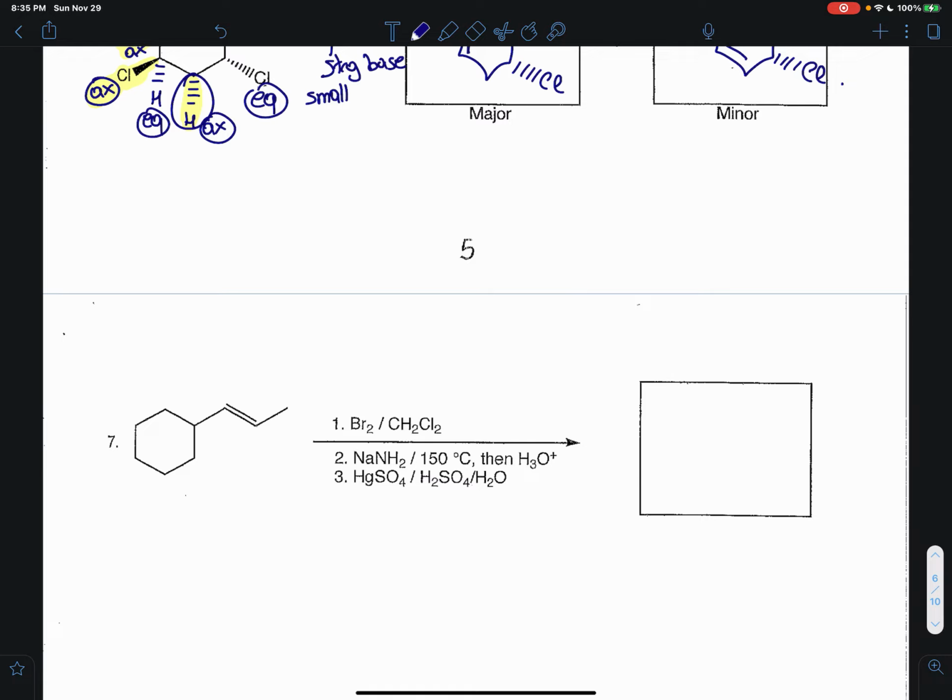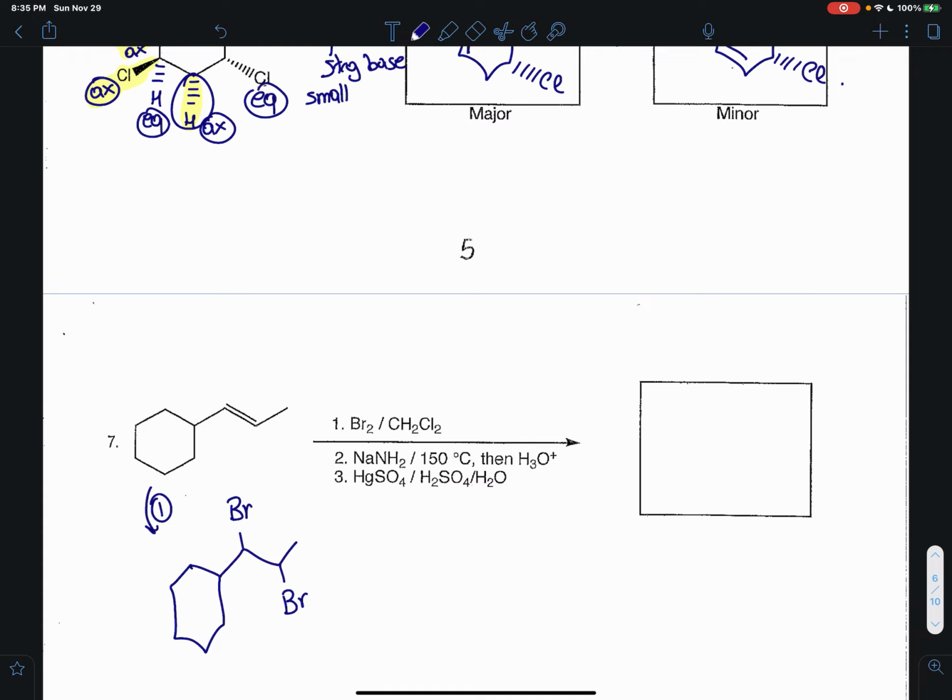So first reaction, we have an alkene with Br2 and CCl4 or CH2Cl2. So in this reaction, you're going to go from the alkene to a vicinal dibromide, and those bromines have to be in anti positioning. So what's going to happen is I'm going to get rid of this alkene. I'm going to have a Br up and a Br down in an anti position. That's really important.